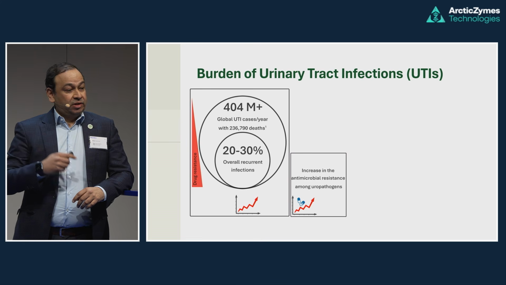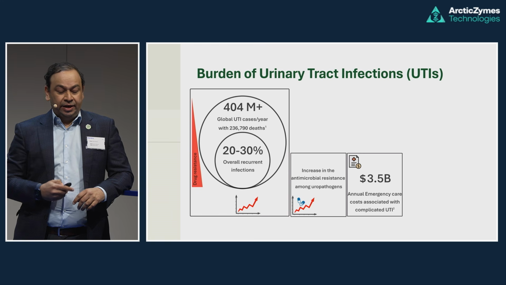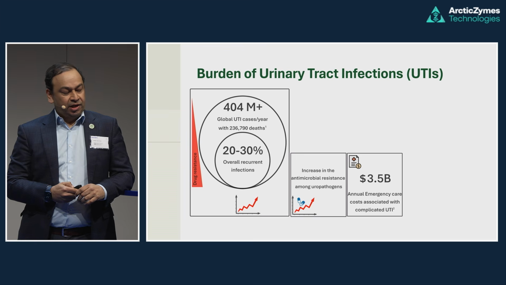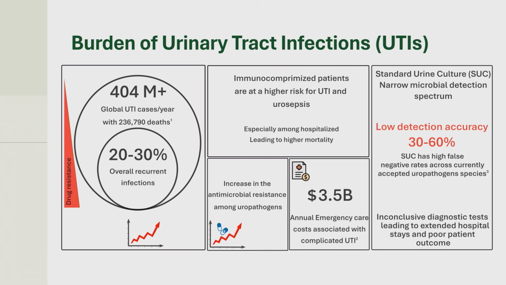There's an increase in resistance, and an increase in the use of antibiotics against these pathogens. The annual emergency care cost for urinary tract infections or complicated UTIs is around 3.5 billion. This is especially the case in those who are immunocompromised, those on catheters, pregnant women, and so on. The standard care is urine culture, which was developed maybe 150 years ago. It is still the one used today, with a low detection rate of 30 to 60%, a lot of false positives, and a lot of these tests are inconclusive, which leads to poor patient outcomes and longer days in the hospital.